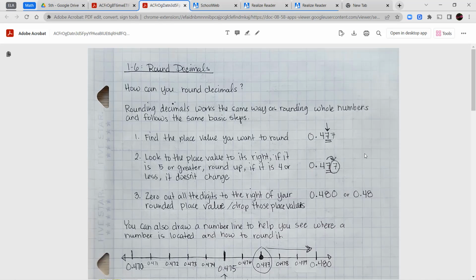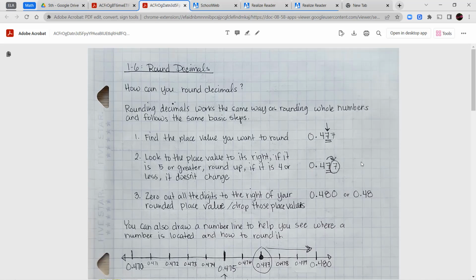That place value is going to tell me which way my number is going to move. Is it going to stay where it's at, or is it going to move up to the next digit in that place value? So in 477 thousandths, I'm looking at the 7 in the hundredths place, and then the 7 in the thousandths place is going to help me decide which way to go. Now, because 7 is more than halfway, so 5 and up will round up, and 4 and less will round down. 7 is going to round up.